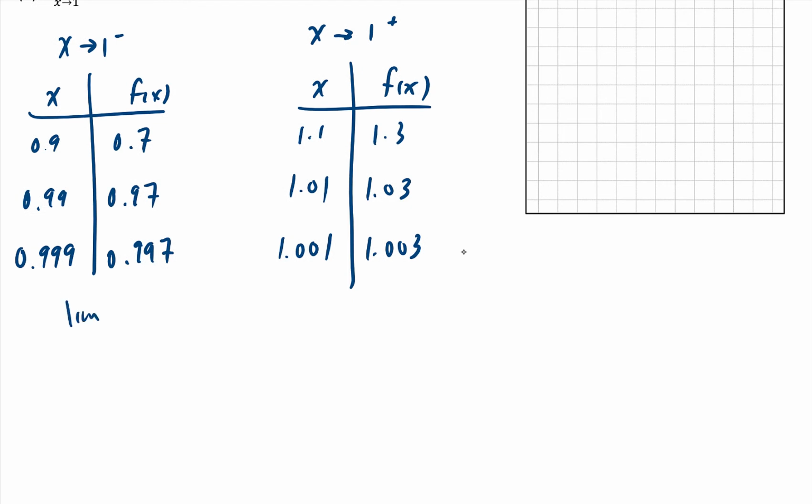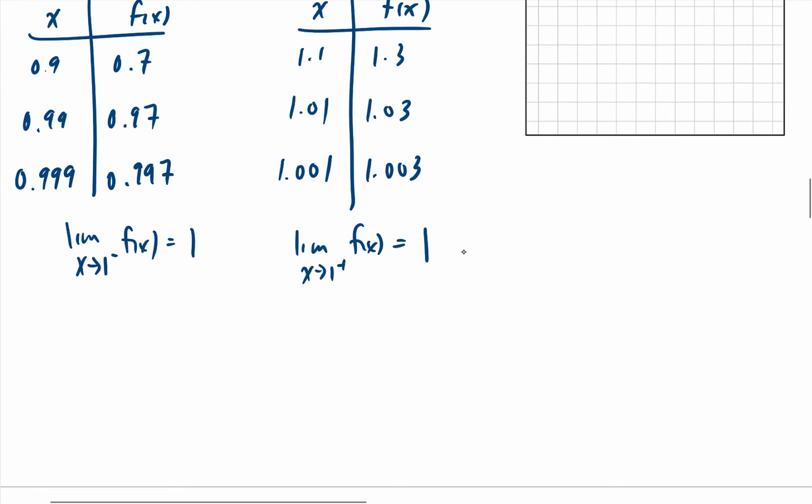So the limit as x approaches 1 from the left for this function, the y values approach 1, and the limit as x approaches 1 from the right, we again see that the y values approach 1. So since these limits are equal, we now know the limit as x approaches 1 is equal to 1.